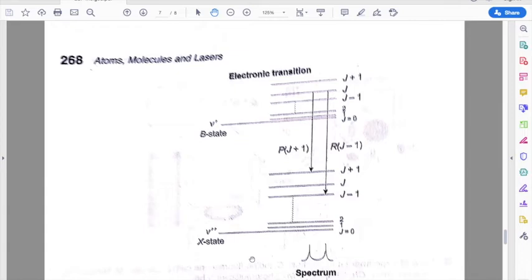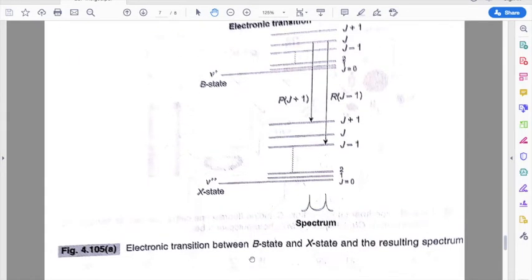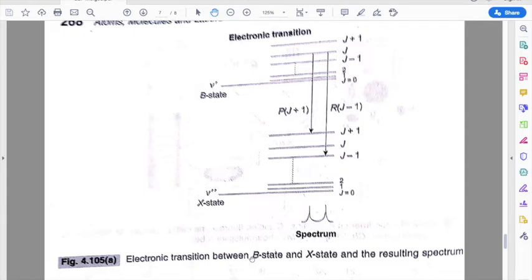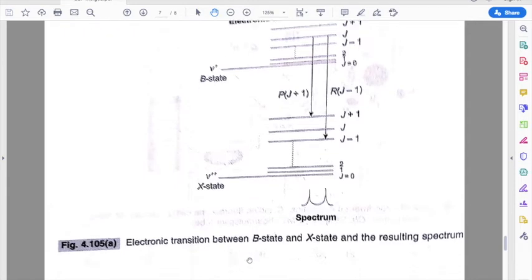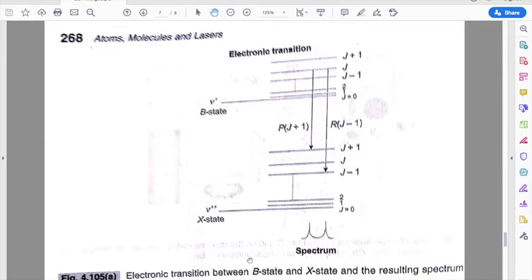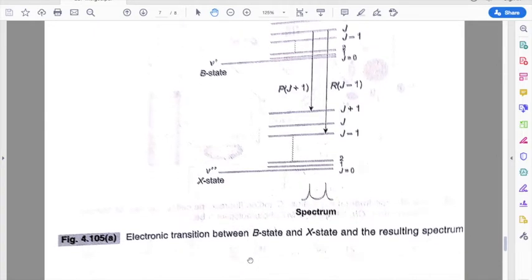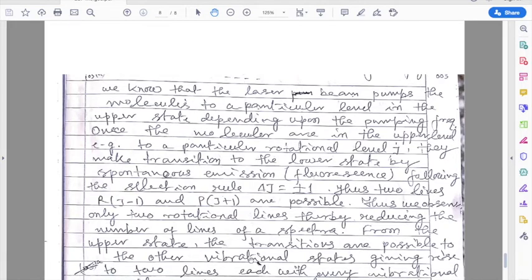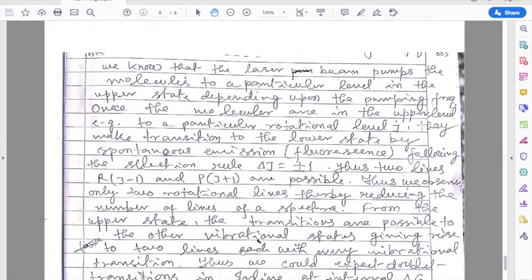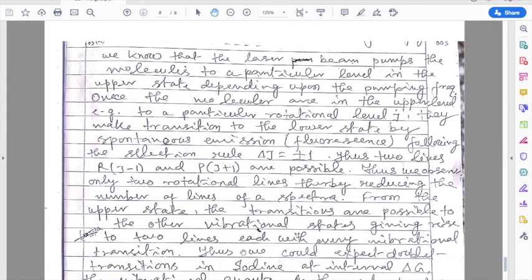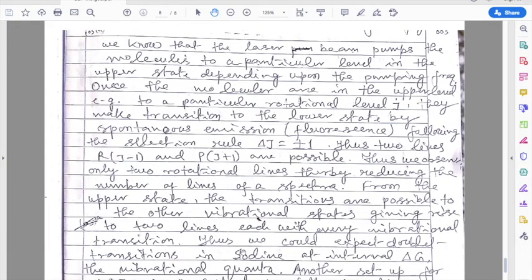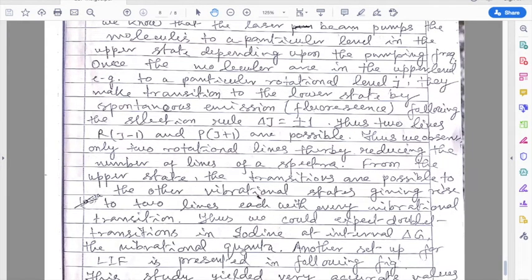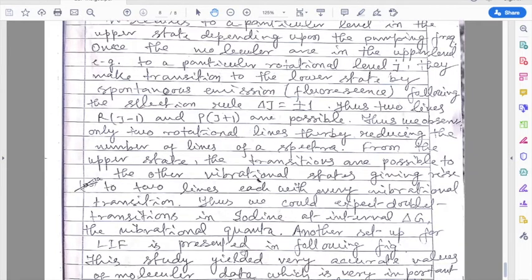Here we can see the electronic transitions between the B state and X state and the resulting spectrum. Here is the energy level diagram for the B state and X state of the iodine molecule. We know that the laser beam pumps the molecules to a particular level in the upper state depending upon the pumping frequency. Once the molecules are in the upper level, that is a particular rotational level J, they make a transition to the lower state by spontaneous emission, and that is known as fluorescence.